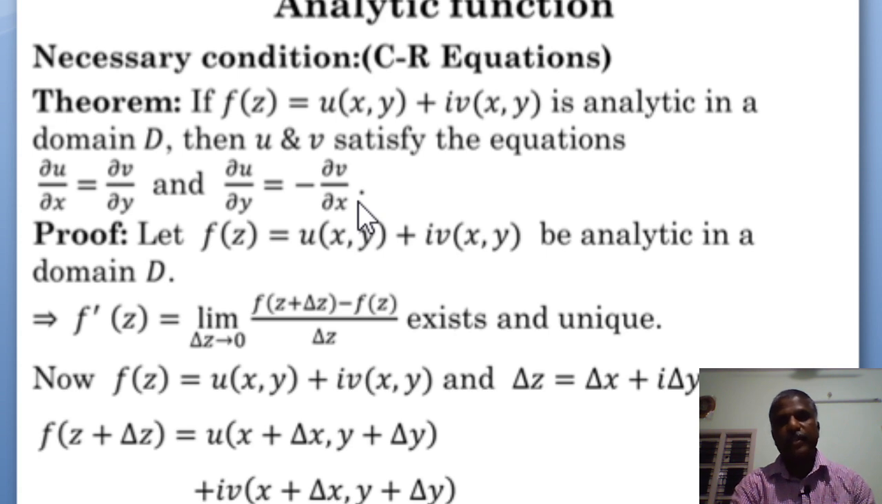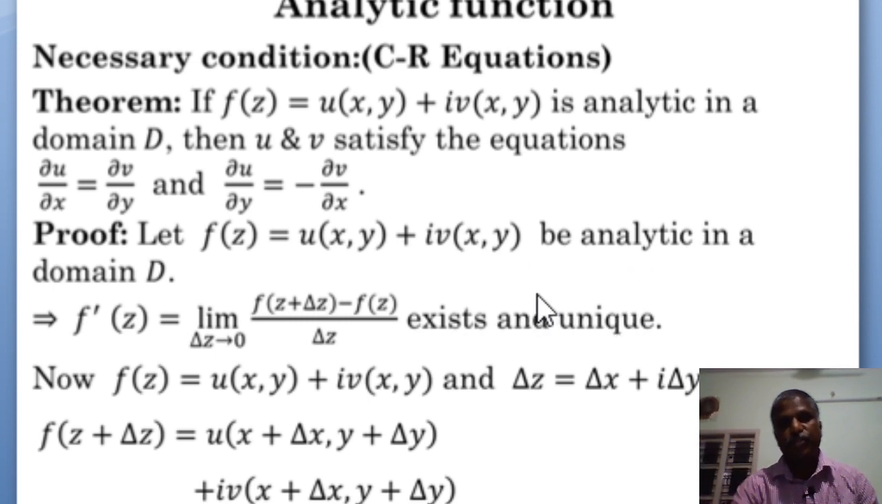As in the previous slide, we know the definition of analytic function. The function is analytic means it is differentiable, that is, its derivative exists. So, let f of z be analytic. That implies f dash of z is equal to the limit of f of z plus delta z minus f of z divided by delta z, as delta z tends to 0, exists and this limit is unique.